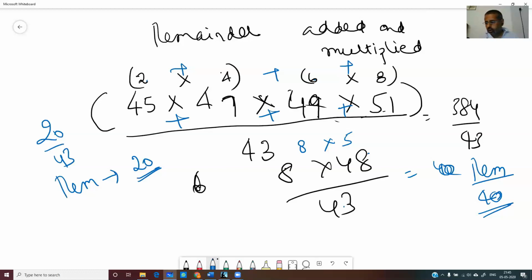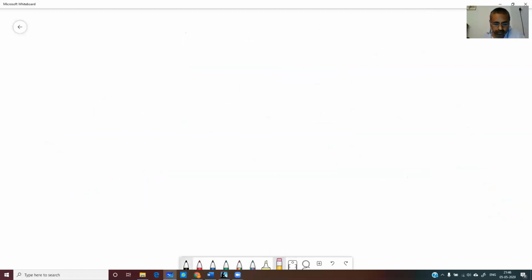I've talked to you about the divisibility rules, and how remainders can be added or multiplied. We'll work out these problems. Before that, I'll just discuss one small concept about remainders, and then we'll work out the problems. I think we need to spend time on solving some problems. One small concept about remainders.